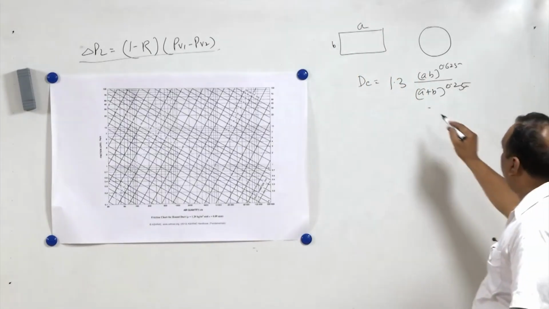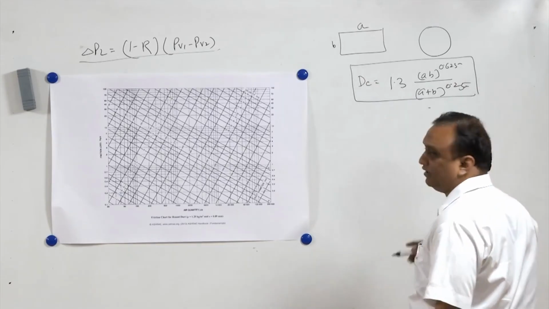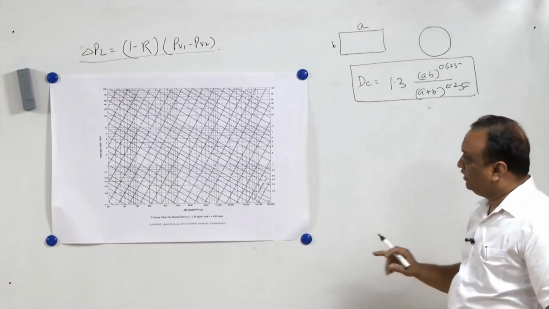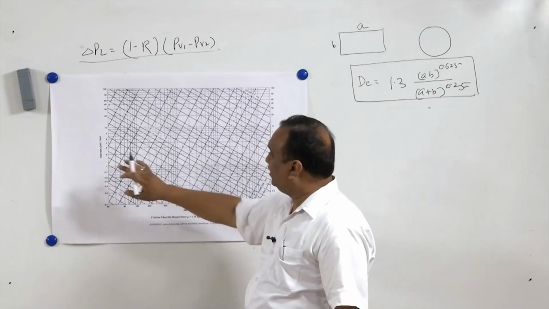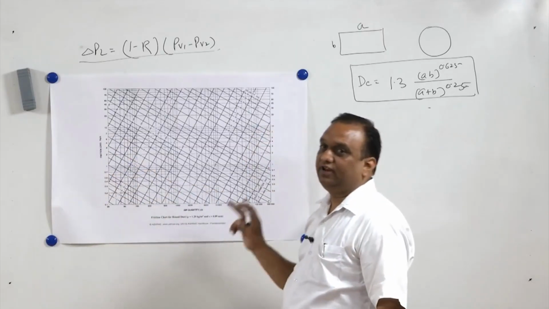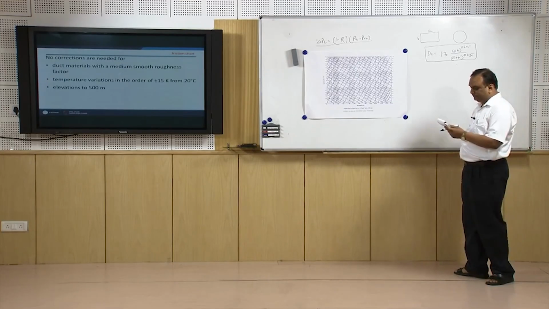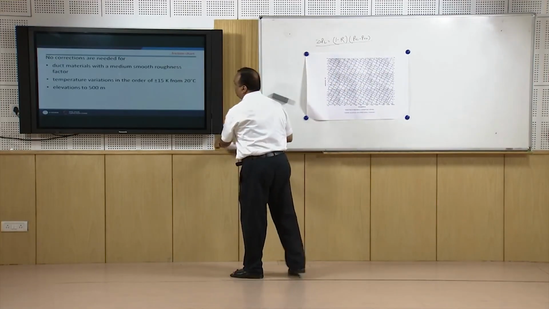Now, in order to find this, we assume friction loss in both cases is the same, whether it is a rectangular duct or a circular duct. Friction loss per meter length is the same, because friction loss per meter length is directly reflected in power consumed by the fans. We will use different methods. There are different methods for duct design.